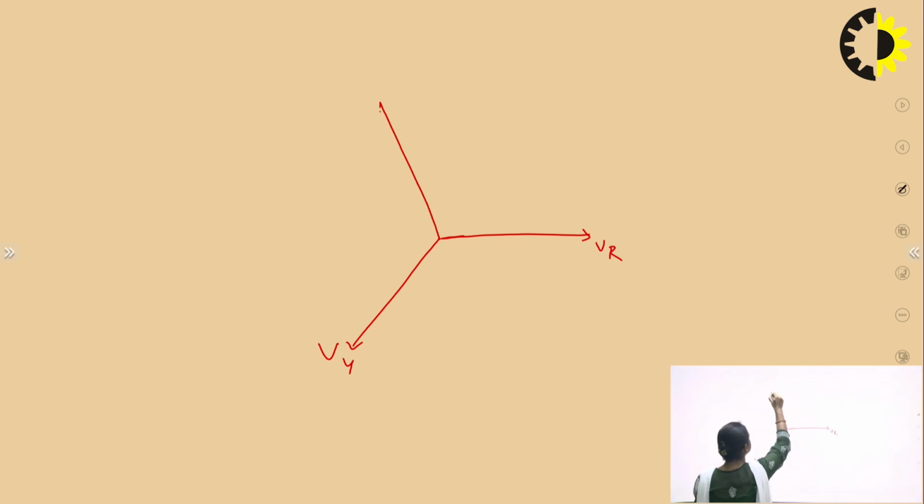So now first we will draw VR, and now where will we draw VY? We know that VR, VY, VB all have a phase difference of 120 degrees, right? So if we have drawn VR, we will draw VY at 120 degrees. So this is VY, this is my VB, RYB, right? And the angle between these is 120 degrees.